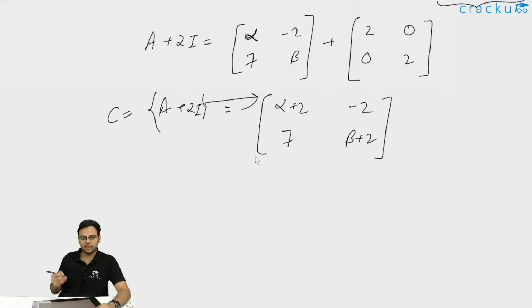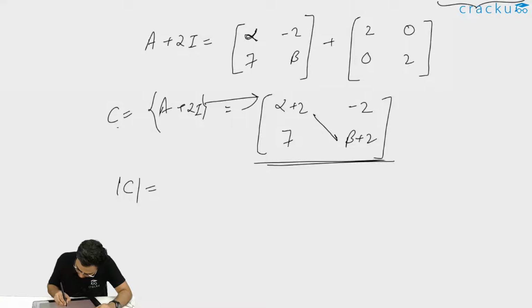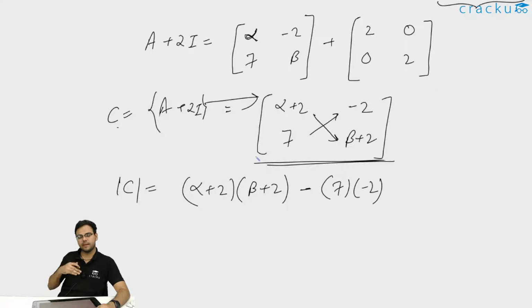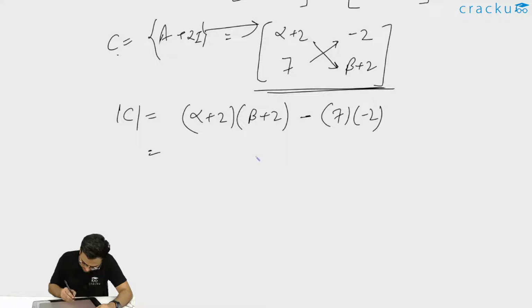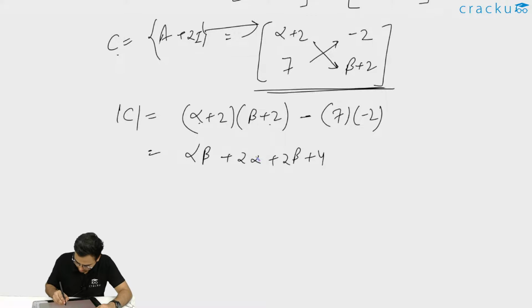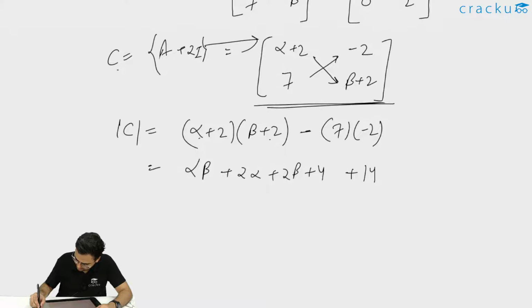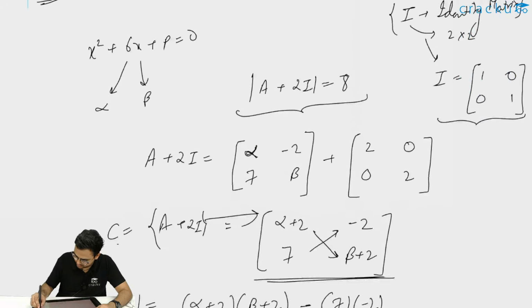So if I tell you to find the determinant of C, what will it be? Again a 2 cross 2 matrix, you have to multiply this diagonal first and subtract the other diagonal. So you have to multiply alpha plus 2 into beta plus 2 minus 7 into minus 2. If we simplify this, it will be alpha beta plus 2 alpha plus 2 beta plus 4, and minus 7 into minus 2 is plus 14.